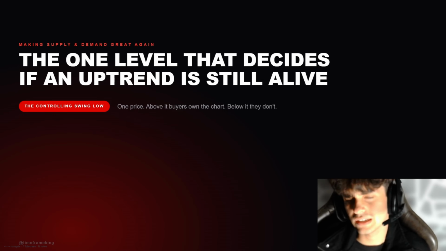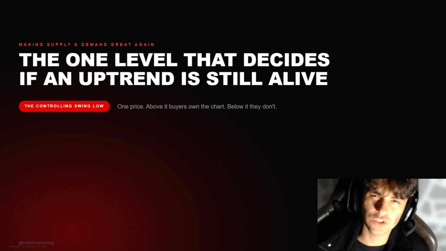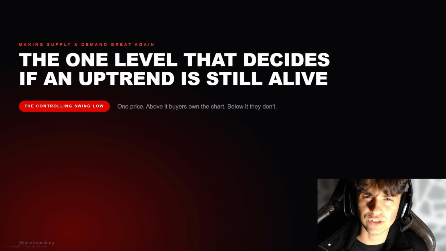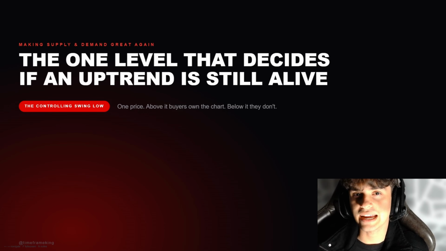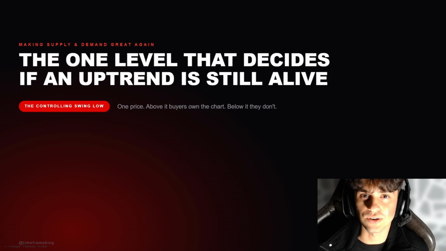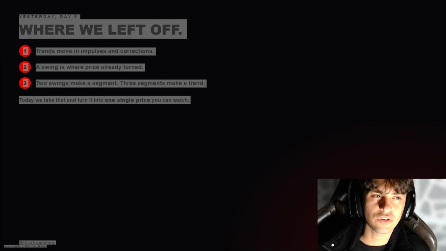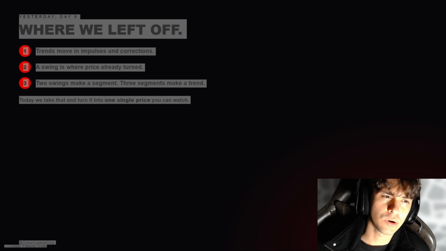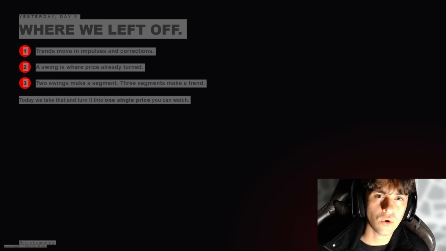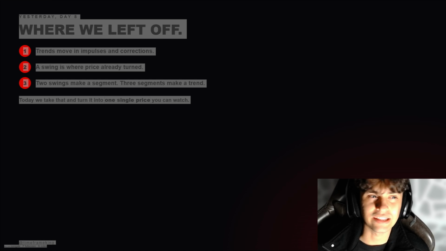And honestly, this is one of the most useful lines that I draw on every single chart. It's day 9 out of 15. Let's go. Quick reset here from yesterday. We talked about impulsions and corrections. A swing is where price already turned. Two swings make a segment, and three segments make a trend.